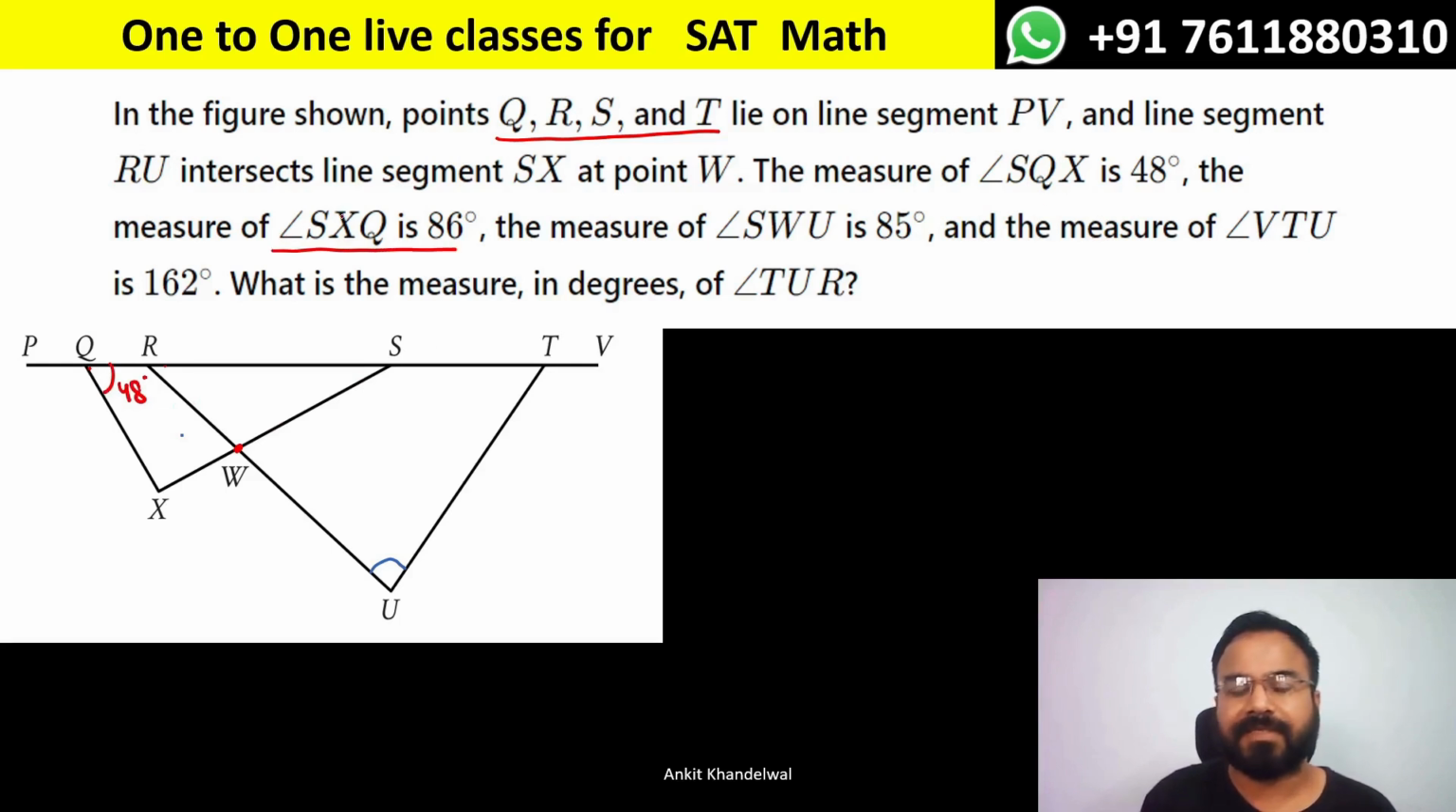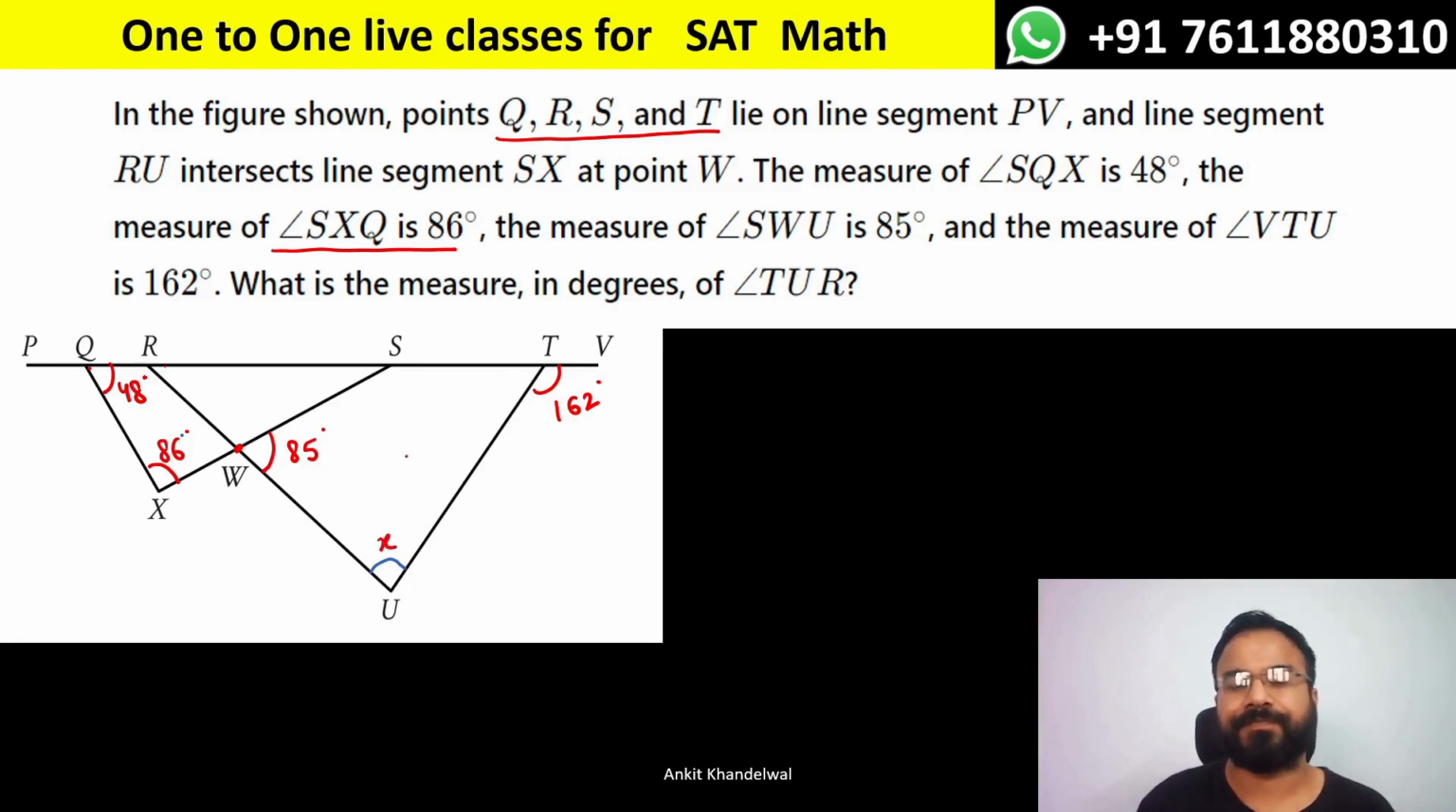Measure of SXQ is 86. So SXQ, this is 86. Measure of SWU, this particular angle, is 85. And the measure of VTU is 162. VTU, this external angle, is 162. It is asking us what is the measure in degrees of angle TUR. TUR means this angle we are looking for.